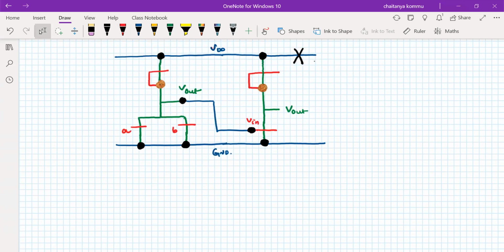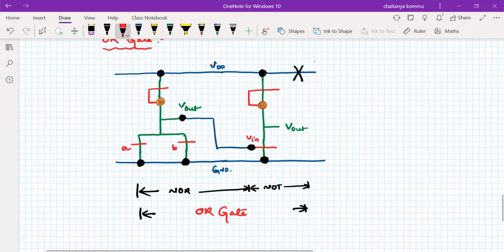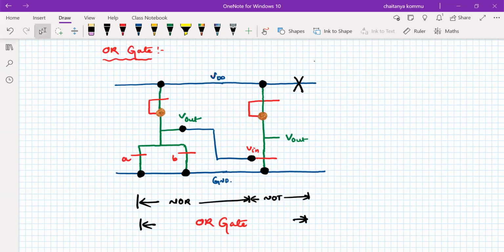So therefore, this is the NOR gate. This is the NOT gate. So overall, this is considered the OR gate. Overall, this is the OR gate stick diagram. So I hope you understand this problem. This is how we have to draw the stick diagram for any circuit.